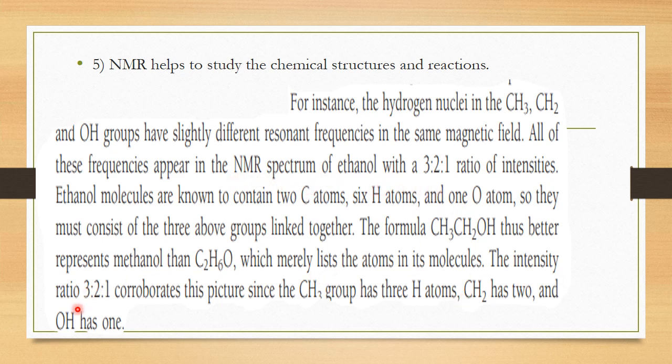So the intensity ratio 3:2:1 corroborates this picture, since the CH3 group has 3 hydrogen atoms, CH2 has 2 and OH has 1. This is how we can study the chemical structure, or improve the chemical structure of the elements or the compounds in certain cases.